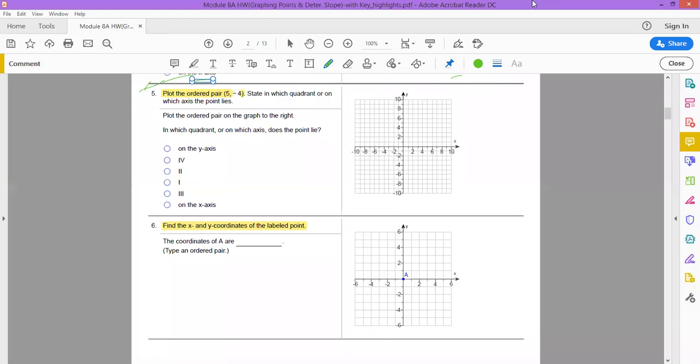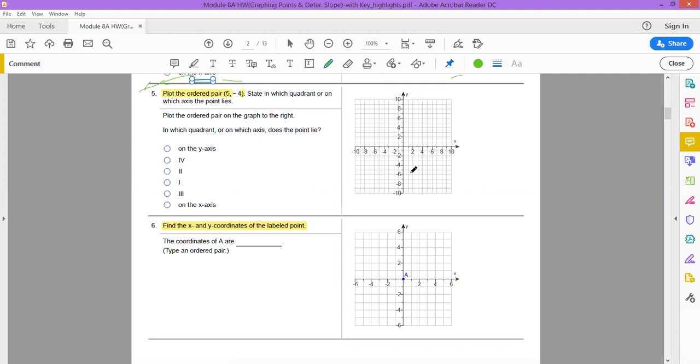Okay, these are the notes for Module 8A, graphing points and determining slopes. We're going to complete the highlighted problems starting with number 5, where you're asked to plot the ordered pair (5, -4) and state which quadrant that point is located in.